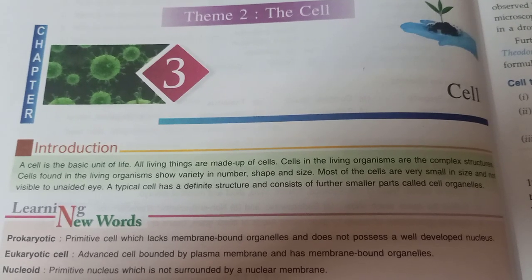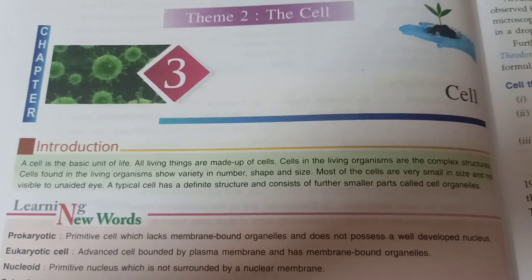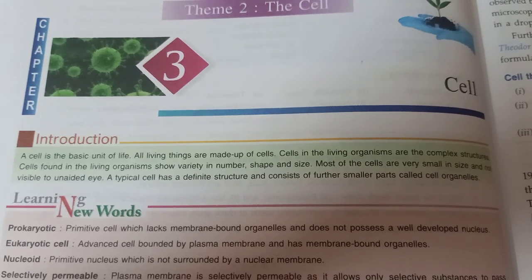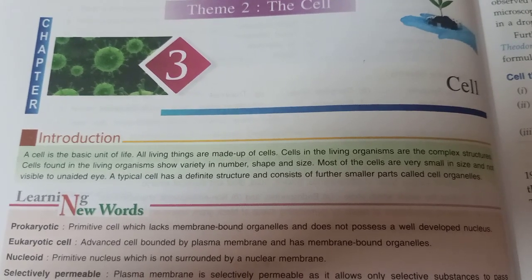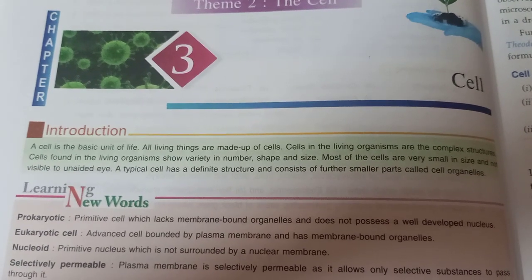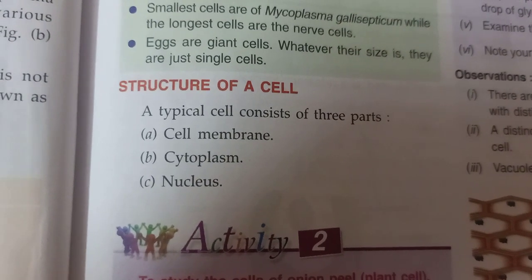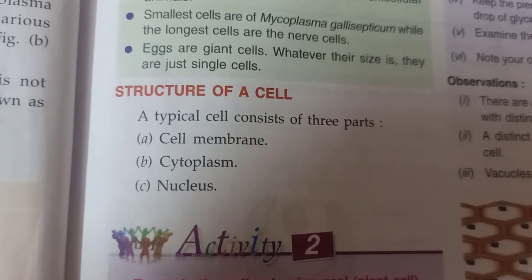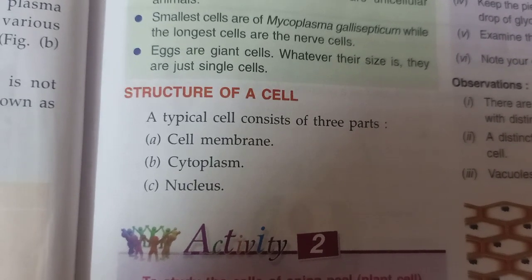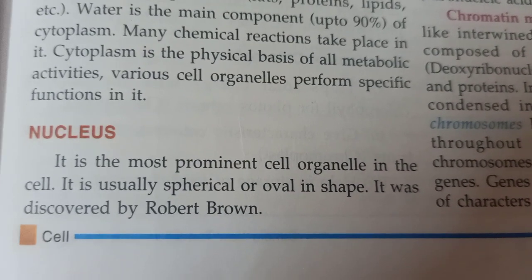Welcome back, students, to this assignment. This is your assignment number 3 of chapter 3, the cell. In this chapter I'm going to teach you about the structure of the cell, and I have already explained the two main parts of the structure of the cell. I have already taught you about the cell membrane and cytoplasm. Now in this assignment I am going to teach you about the third main part of the structure of a cell, that is the nucleus. So first we see what the nucleus is.